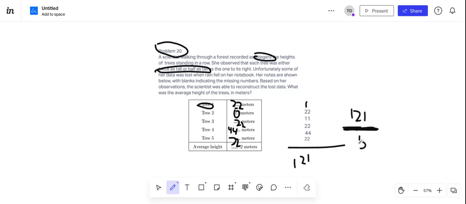121 over 5. And then we know that 120 is divisible by 5. That's 24. And 24. But then we still have 1 over 5, which is 0.2. So 24.2.